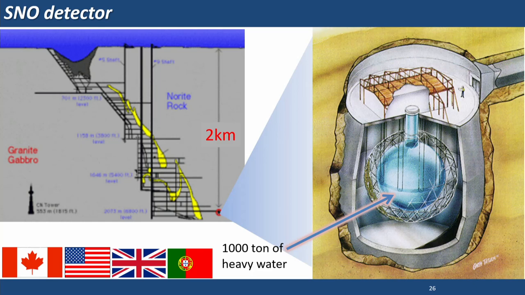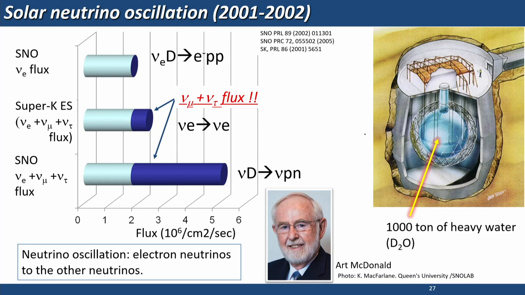Why heavy water? In fact, heavy water is very important because with heavy water, the SNO experiment can observe the total neutrino flux independent of the neutrino flavor or neutrino type. In addition, the SNO experiment can observe the electron neutrino flux. And the result is shown here. If they observe the total neutrino flux, the observed event rate was just as expected. However, if they observe the electron neutrino flux only, the observed flux was about one-third of the prediction.